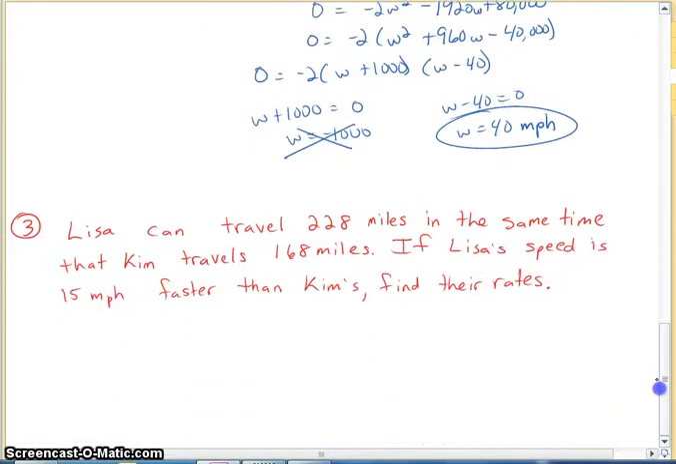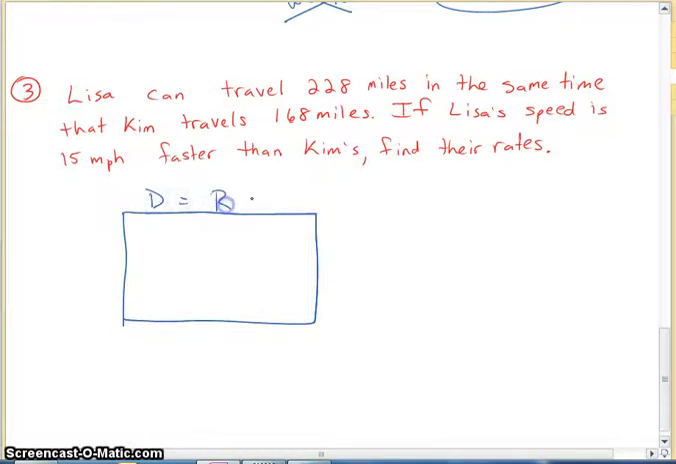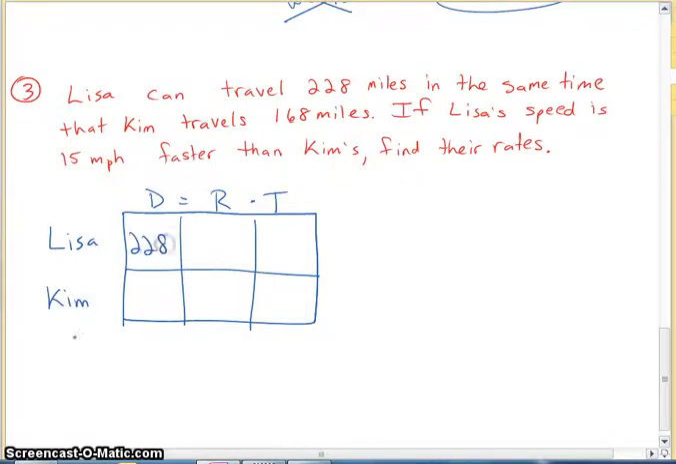Okay, Lisa can travel 228 miles in the same time that Kim travels 168 miles. If Lisa's speed is 15 miles per hour faster than Kim's, find their rates. So yet another distance equals rate times time. So I have Lisa, and I have Kim. Lisa travels 228 miles. Kim travels 168 miles.